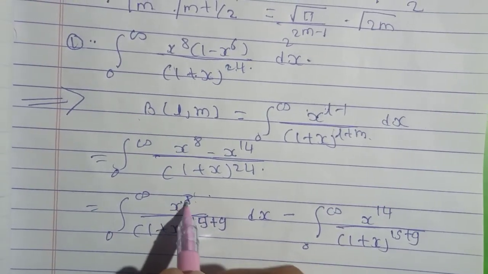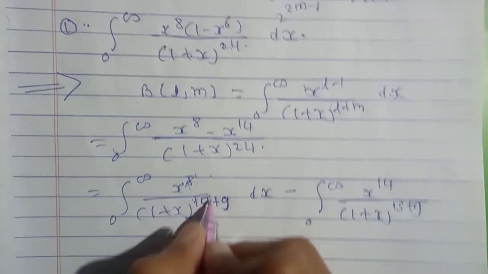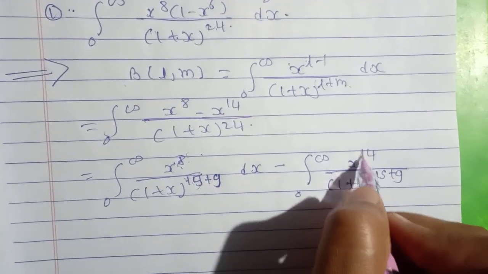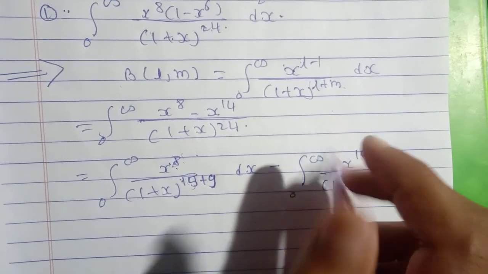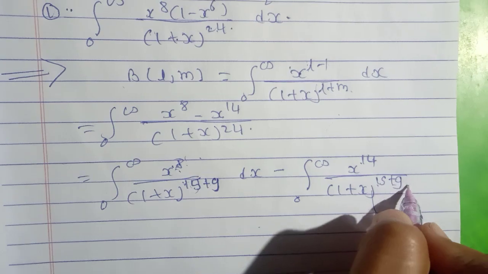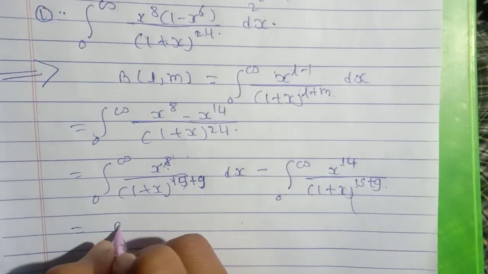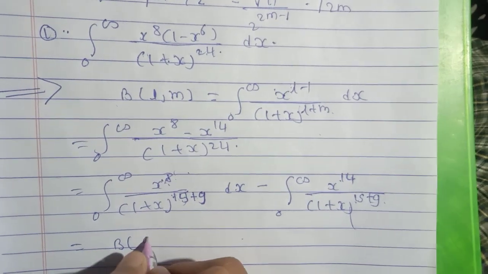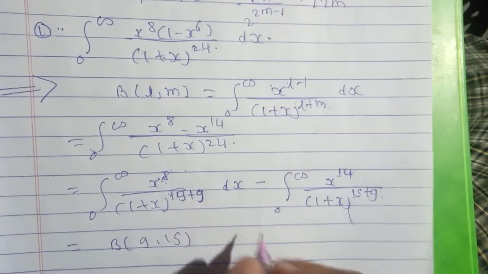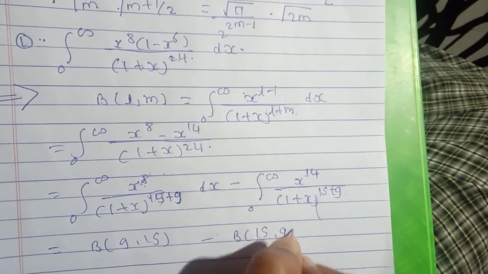9 minus 1 is 8. Here is l. 9 is l and 15 is m. So here 14 means l minus 1 is 14, then l is 15 plus 9. So beta of l and l is beta of 9 and 15 minus beta of 15 and 9.